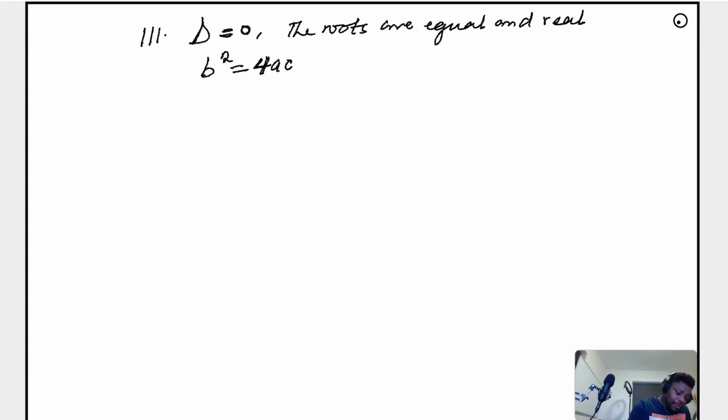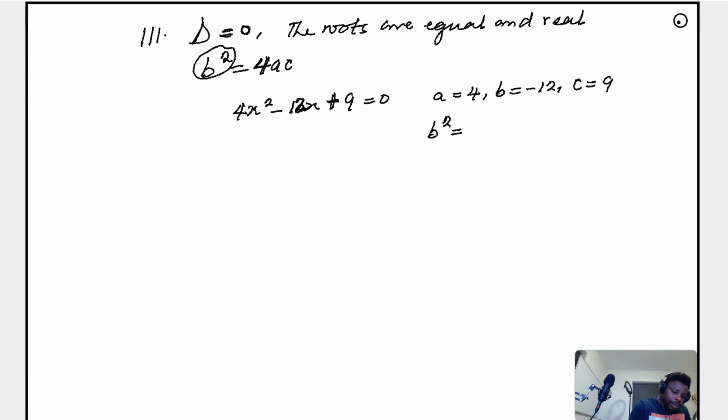Let's take an example of this. 4x squared minus 12x plus 9 is equal to 0. So my a is 4, my b is minus 12, my c is 9. Okay? Let's see what b squared is going to give us.